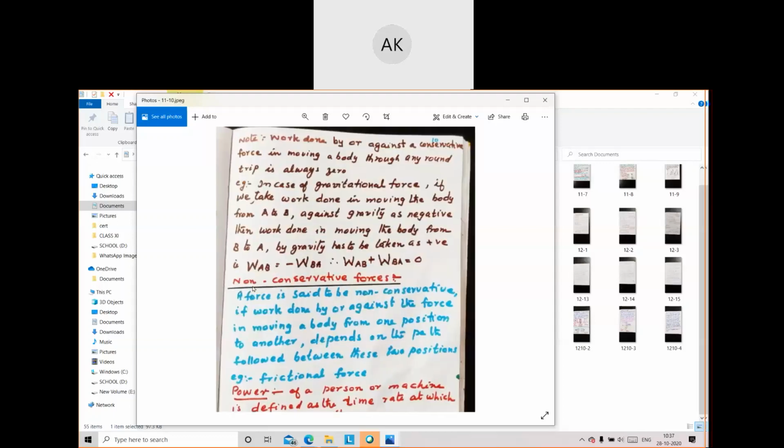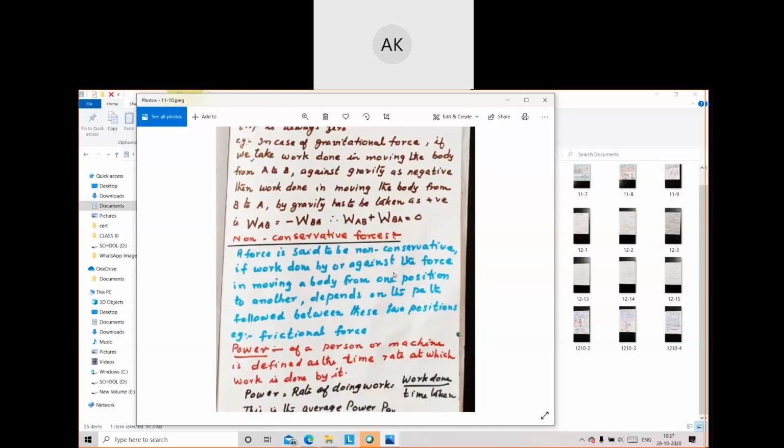See, work done to take the body from A to B is taken positive. Then work done to take the body from B to A is negative. Then the total work done, WAB plus WBA, is equal to zero. This is another property of a conservative force. Then next is non-conservative force.